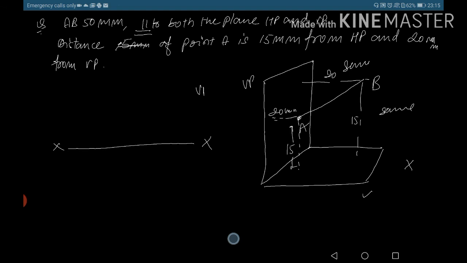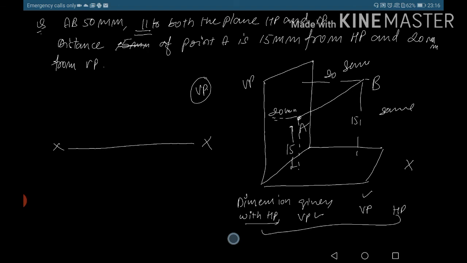So what I'm going to do, I'm going to draw my projection on vertical plane, line AB. Line AB having how much length? 50 mm. Okay, clear. So one more thing you have to clear, all the dimensions given with HP, हमें जितने भी डायमेंशन HP के साथ दिए होंगे उसका यूज़ मैं VP में करूँगा. ओके, सिमिलरली जितने भी डायमेंशन VP के साथ दिए होंगे उसका यूज़ मैं HP में करूँगा. दिस इज़ वेरी इंपॉर्टेंट पॉइंट.